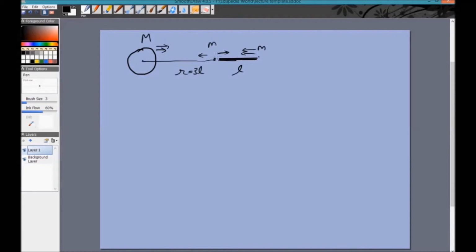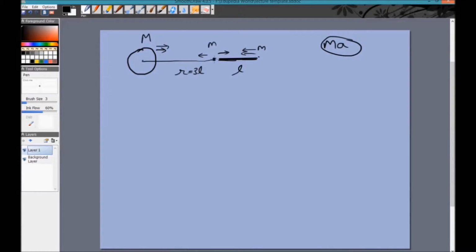Now, since these two are connected by the rod, they both will always have the same acceleration. So, for both of them, ma will have to be the same. That means the net force on these two must be the same, and tension is 0, so the gravitational force on these two must be equal. We know that the force on this is towards the left, so the force on this must also be towards the left, and both of them must have the same value of ma for them to have the same acceleration.